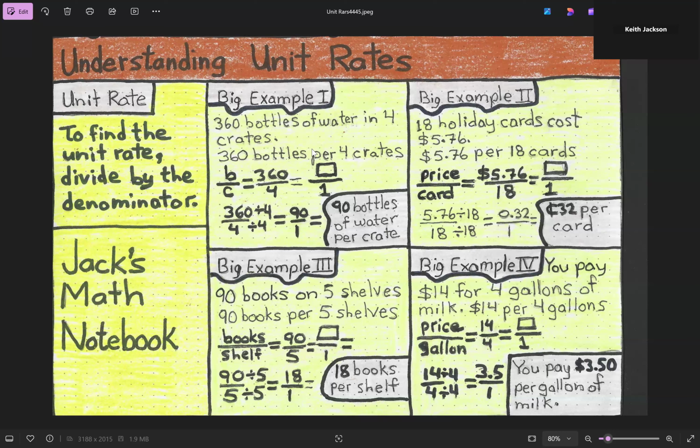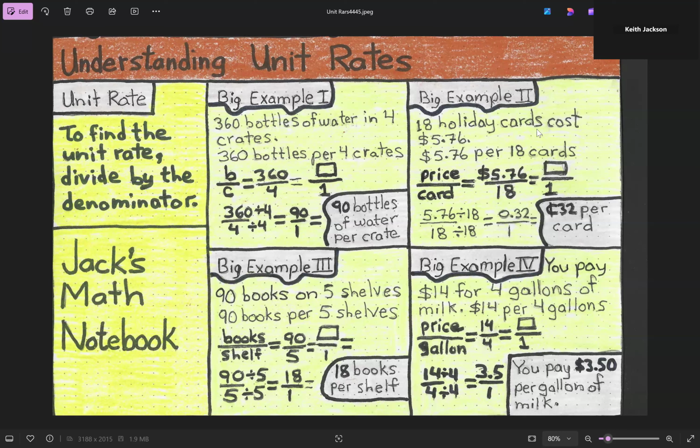Well, we're going to set up the ratio of bottles to crates. We see that we have 360 bottles and 4 crates. Now let us divide by the denominator to find out how many bottles of water are in 1 crate. When we divide by 4, 4 divided by 4 will give us 1, and 360 divided by 4 will give us 90. And so there are 90 bottles of water per crate, as you see right here.